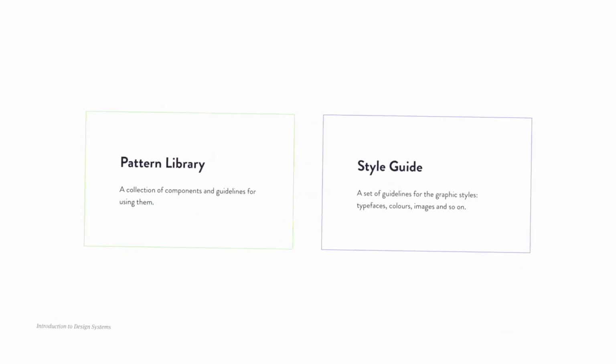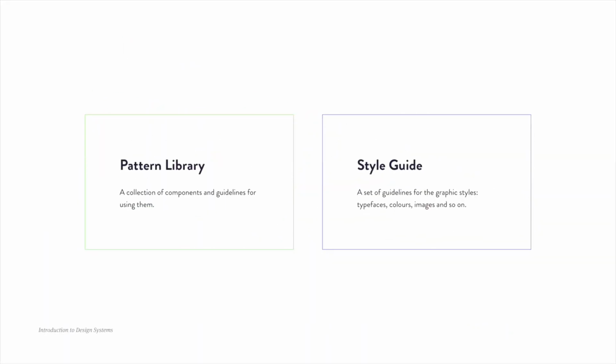And since we're on the topic of these two concepts, let's go ahead and define them to avoid any future confusion. A pattern library is a collection of components and guidelines for using them. A style guide is a set of guidelines for the graphic styles, typefaces, colors, images, and so on.